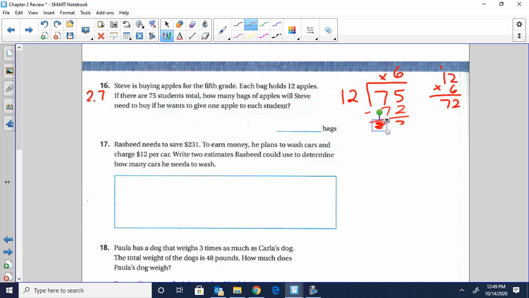We get a 3. Now, what that means is if he buys 6 bags, he's going to have 3 students that haven't gotten an apple yet. So in order for everybody to make sure they get that, he needs to buy 1 more bag so that those 3 extra students can get an apple. So instead of 6, we're going to bump up the quotient and buy 7 bags of apples.